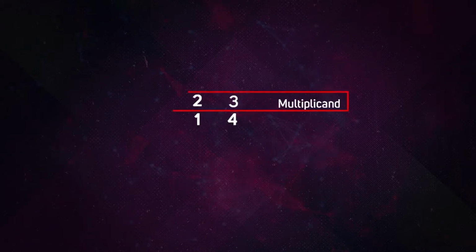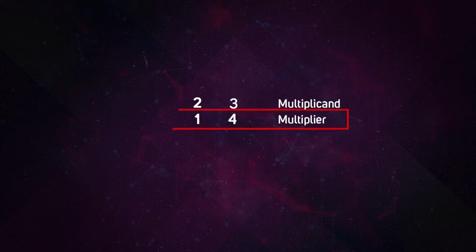That is, if you are asked to find 2 into 3, we will calculate the result as 2 plus 2 plus 2, but it is not always feasible. So, we go for the partial product method, which we are very much familiar with. Let us multiply two numbers, say 23 and 14, using the partial product method. In this example, which is the multiplicand? 23, and the multiplier is 14.